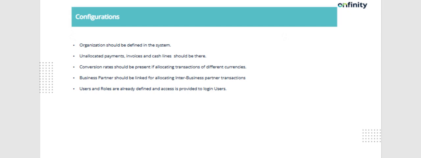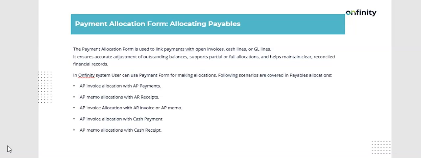For example, if business partner A is linked to business partner B, then B may pay for transactions created under A. This linkage must be maintained in the Linked Business Partner screen. User roles and access. The logged-in user must have the necessary roles and permissions to access the form and the related transactions. Now, coming back to the payment allocation form.